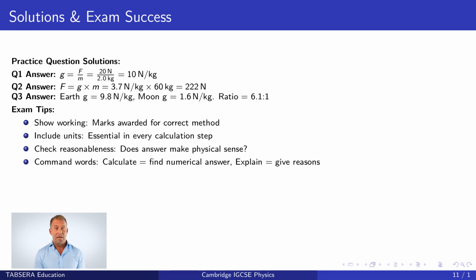For question 3, Earth's gravity is 9.8 newtons per kilogram. Moon's is 1.6 newtons per kilogram, giving a ratio of 6.1 to 1.